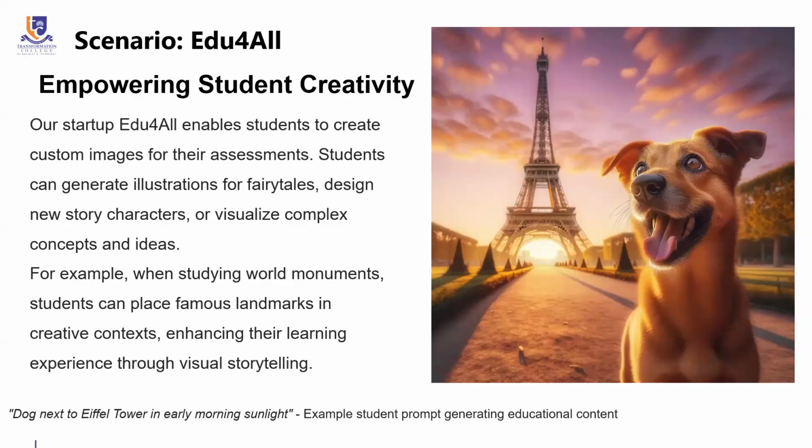An example would be the prompt below: the dog next to the Eiffel Tower in the early morning sunrise. This is an example, and the image to our right shows exactly that. This image was generated purely on the prompt below, right? So this is a dog next to the Eiffel Tower in the early sunrise. This illustrates how efficient these image generation applications are with just a single prompt.